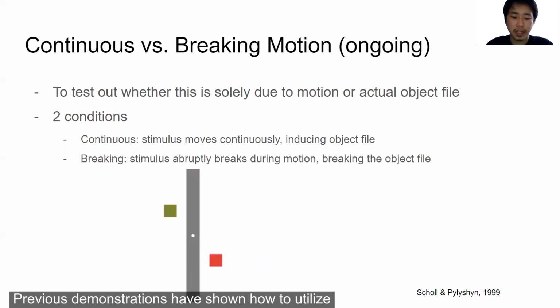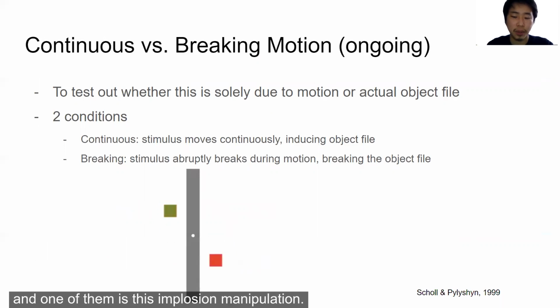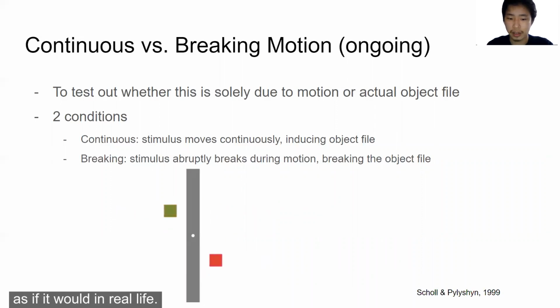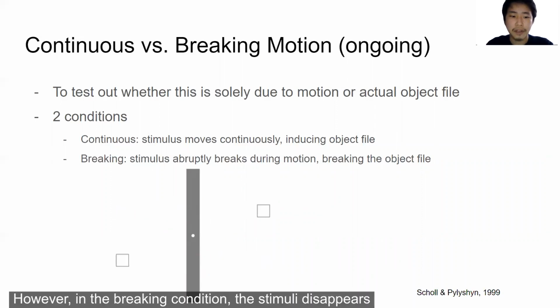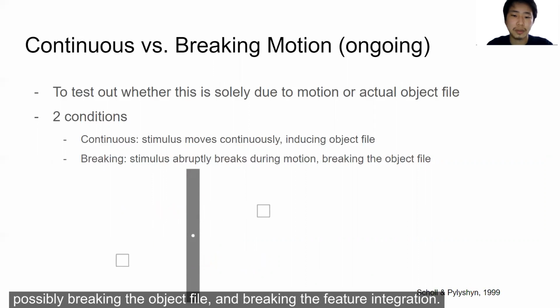Previous demonstrations have shown how to utilize different motion manipulations to break continuous object perception, and one of them is this implosion manipulation. In the continuous condition, stimuli move behind the occluder smoothly, as if it would in real life. However, in the breaking condition, the stimulus disappears as it hits the occluder and pops out on the other side of the occluder, possibly breaking the object file and breaking the feature integration.